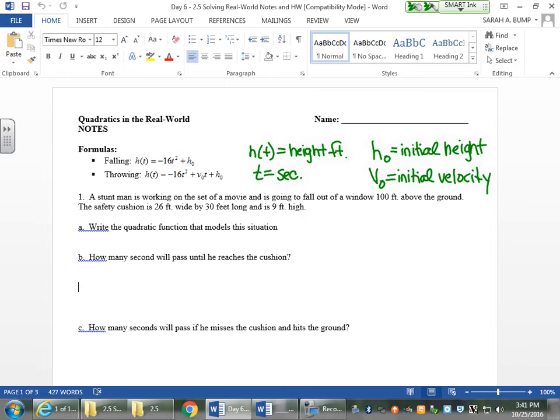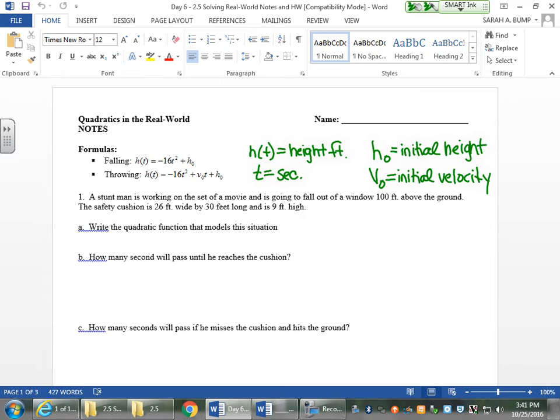So for number 1, it says a stuntman is working on the set of a movie and is going to fall out of a 100-foot window above the ground onto a safety cushion that is 26 feet wide by 30 feet long by 9 feet high. I'm going to come up with our model first.